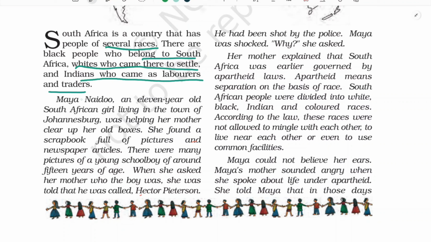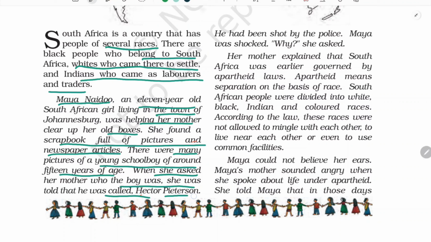So let us see. Here there is a little story about a little girl, when she came to know about a young boy who was shot dead. Maya Naidu is her name. An 11-year-old South African girl living in the town of Johannesburg was helping her mother clear up her old boxes. She found a scrapbook full of pictures and newspaper articles. There were many pictures of a young schoolboy of around 15 years of age, and when she asked her mother who the boy was, she was told that he was called Hector Peterson and he had been shot by the police.